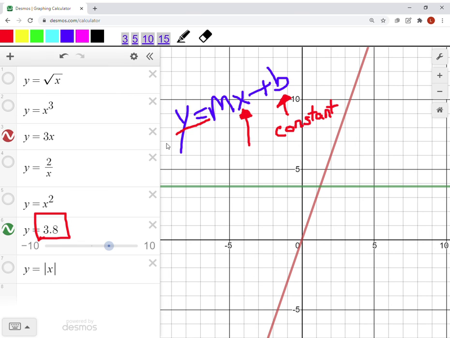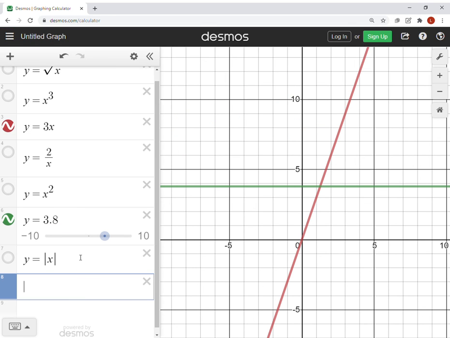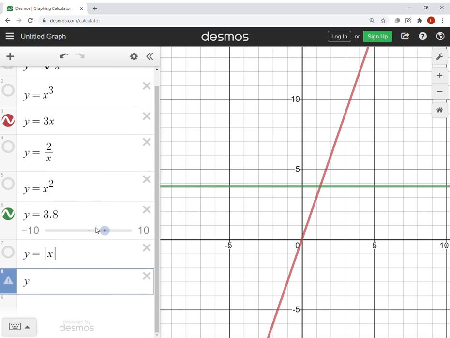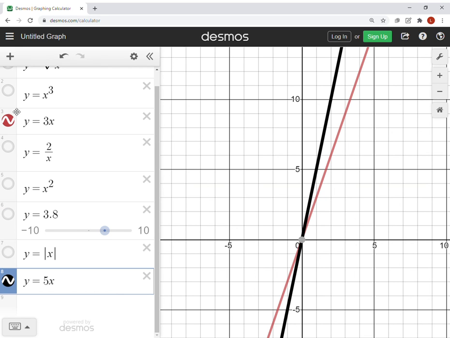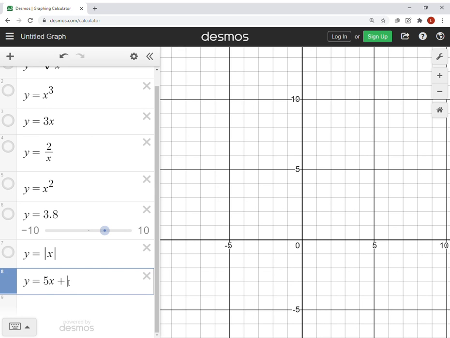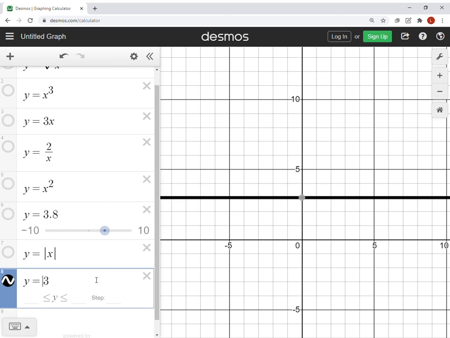Now we could have both of these. Let me show that here real quick. We could have y equals 5x. Well, that makes a straight line. You can see it's graphed right there. Maybe we wanted y equals 5x plus 3. Well, guess what? That's still a straight line. And then what if we just had y equals 3? Still a straight line.